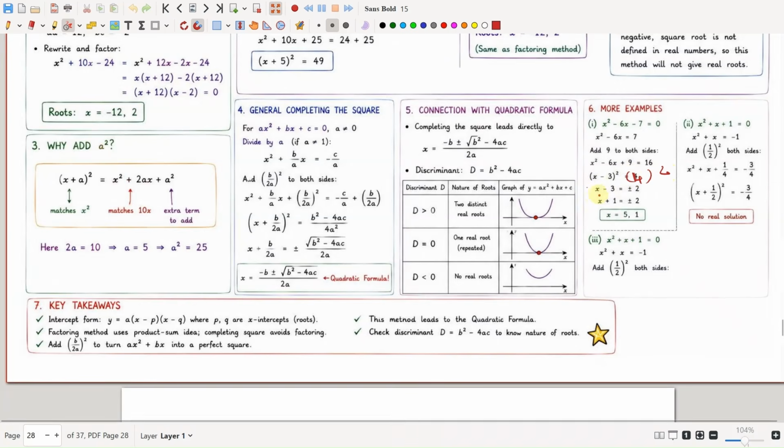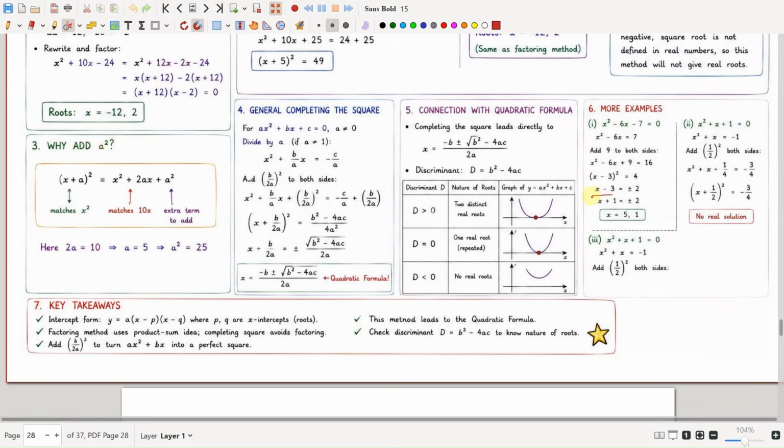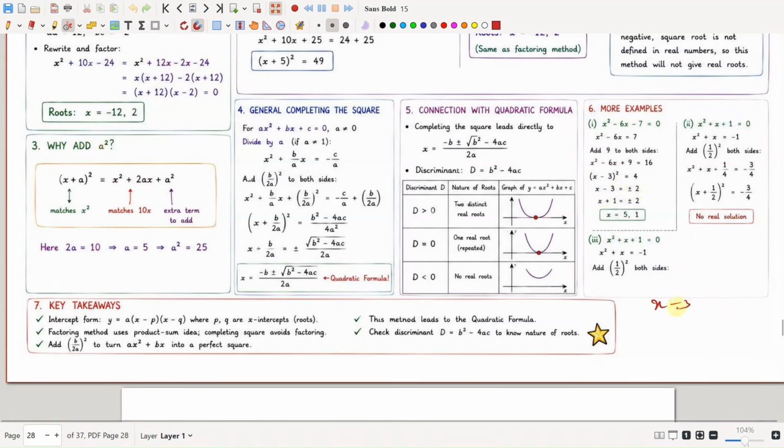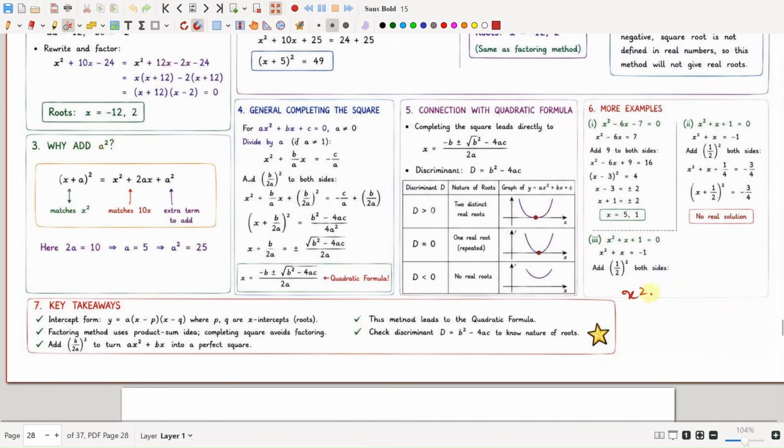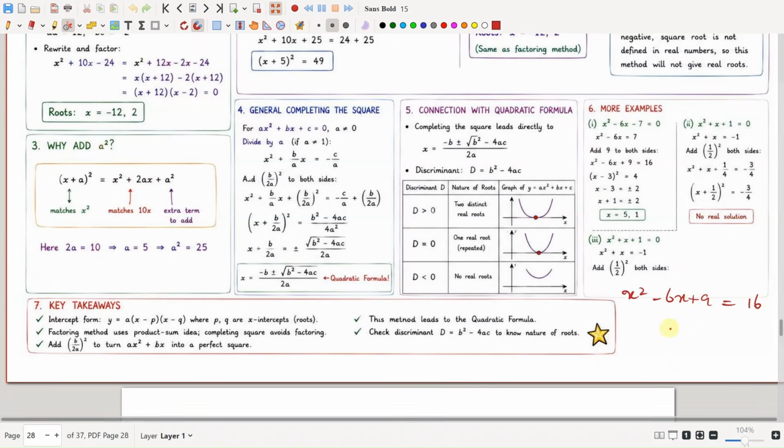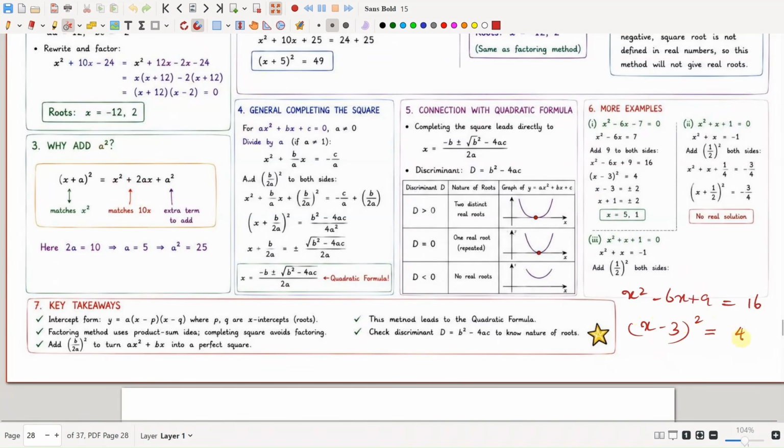I'll be getting x minus 3 the whole square plus or minus 4. See here, I've got x square minus 6x plus 9 is equal to 16. 9 plus 7 is 16. Okay, then I can write x minus 3 the whole square is equal to 4 square.